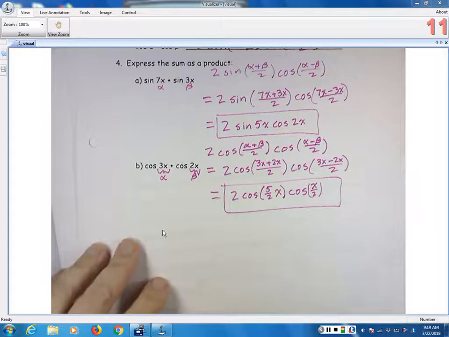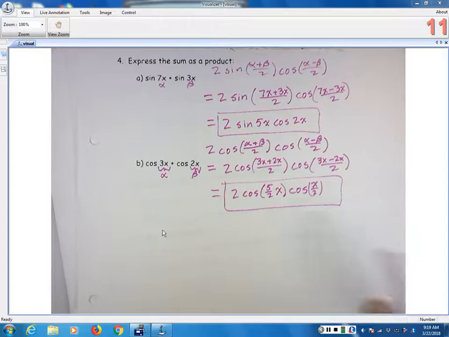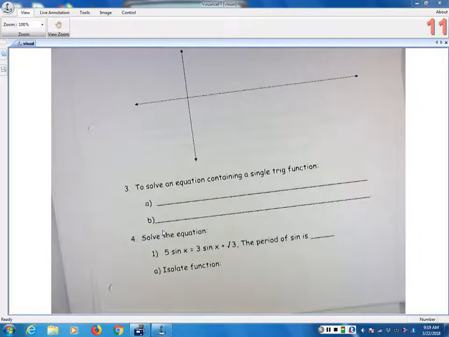Okay, so that's section 5.4. That was painless. Yeah, I like that chapter. Oh, yeah. You're not going to like 5.5.